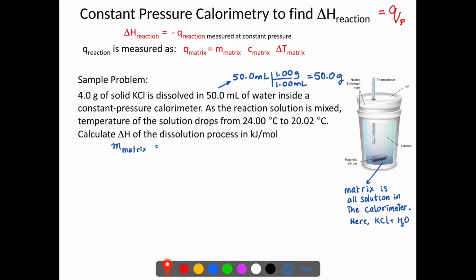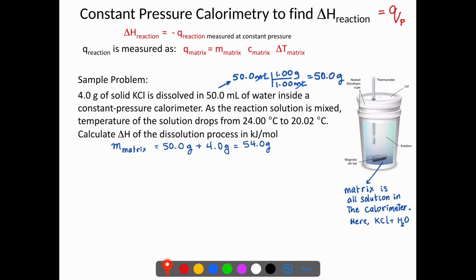You know the density of water, that's 1 gram per mL. So 50 milliliters should be 50 grams. So you can cancel the units, milliliters, and go to grams. So 50 milliliters of water is 50 grams. And then you dissolved 4 grams. So add those two masses up and you get the mass of the matrix. Remember, matrix is nothing but the entire solution, after you mix them together.